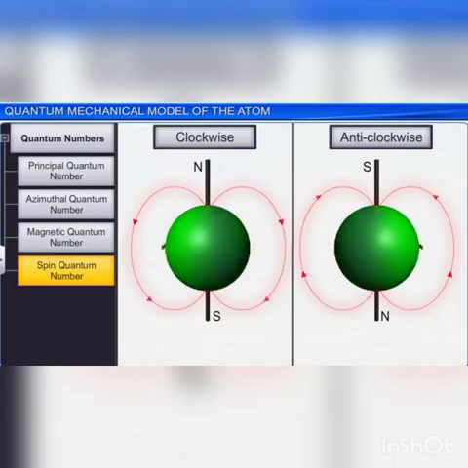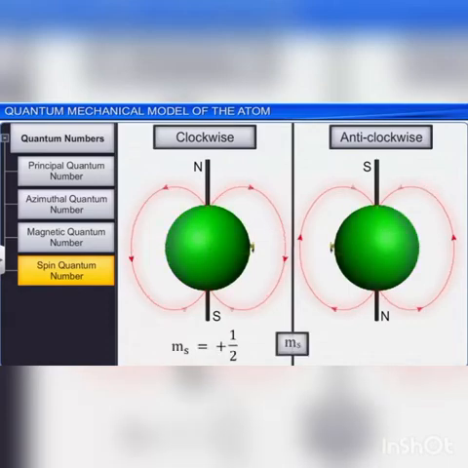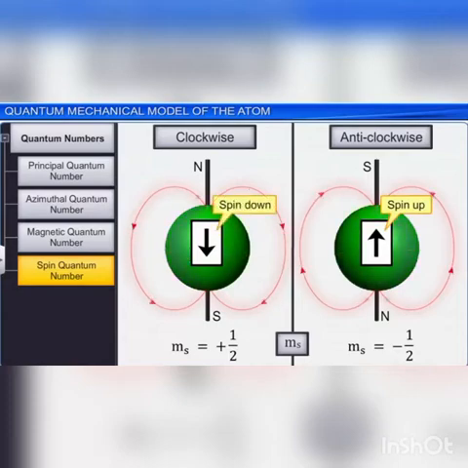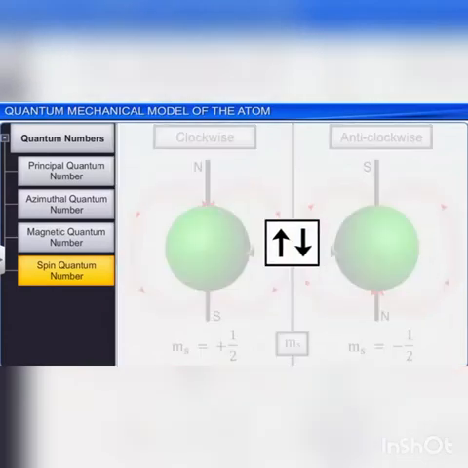These orientations are defined by the spin quantum number ms that can take the values of +1/2 and -1/2. These values are represented by upward and downward arrows and are called spin up and spin down respectively. The two electrons belonging to a particular orbital always have opposite spins.